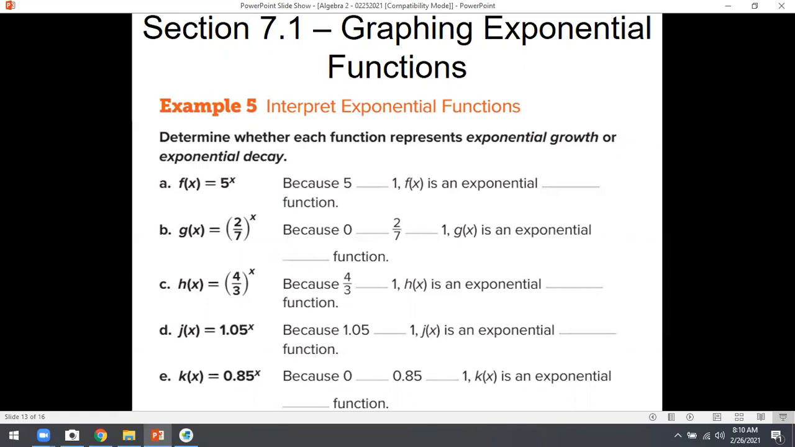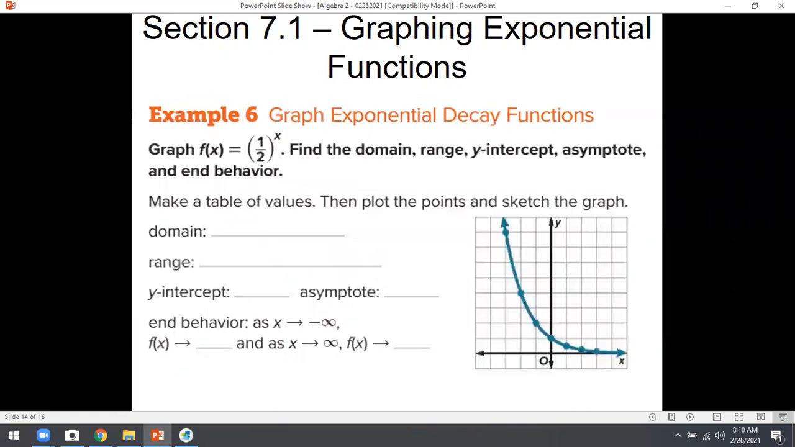And those are the basics of what you need to know about that stuff. Any questions about that? Okay. Well, here's one where the base is less than 1. We haven't talked about that yet.